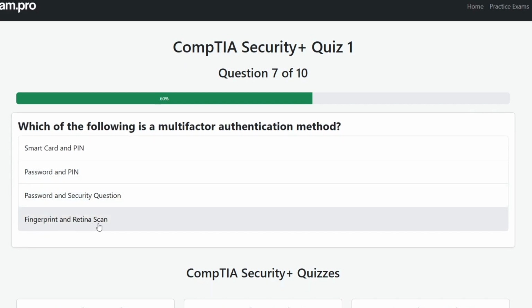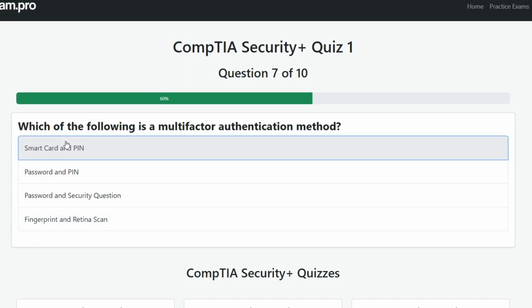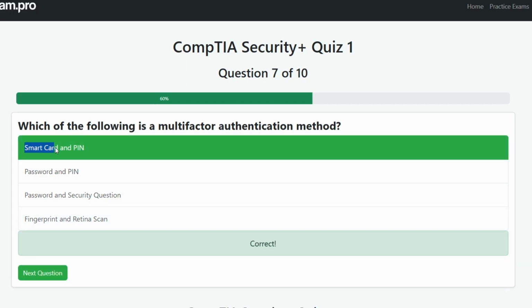A fingerprint and a retina scan might be a good answer in some people's eyes, but both of these are something you are. So that would not be multi-factor. That would be single factor. So the right answer is smart card, which is a physical card, and a PIN, which is something you know. So this is something you have. This is something you know.